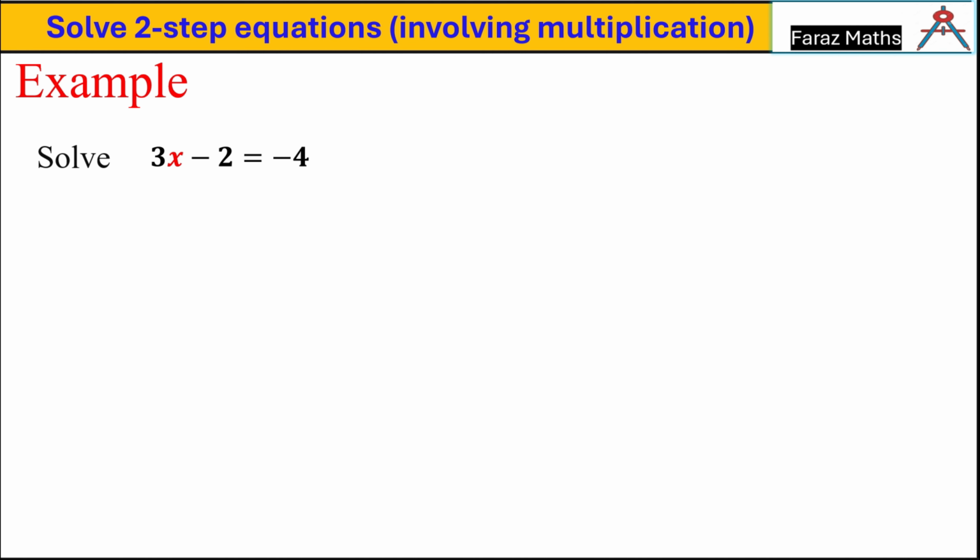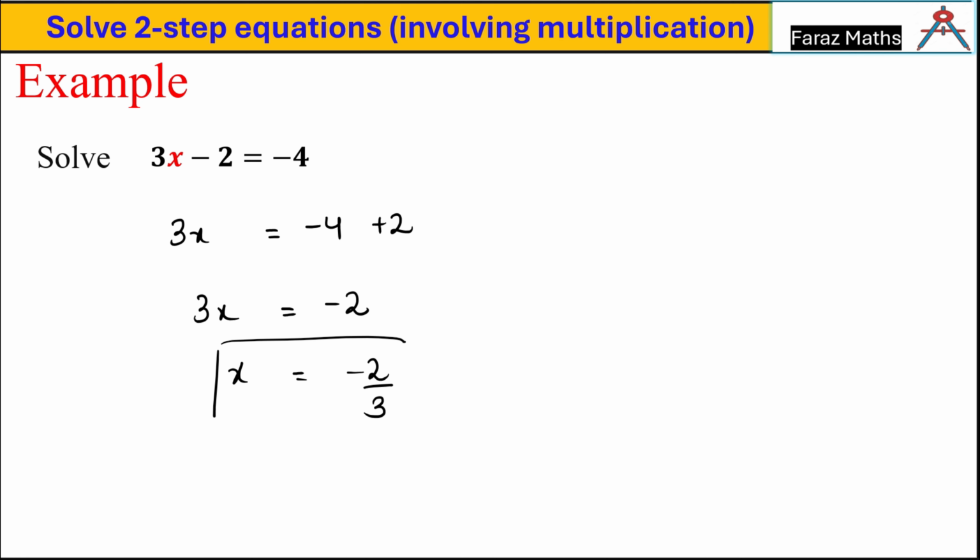Okay, coming to the next. Solve 3x minus 2 equals negative 4. So 3x equals, minus 2 will become plus 2 on the other side. And then 3x equals minus 4 plus 2, which is minus 2. And then this 3 is in multiplication, so it will divide on this side, so x equals minus 2 over 3.